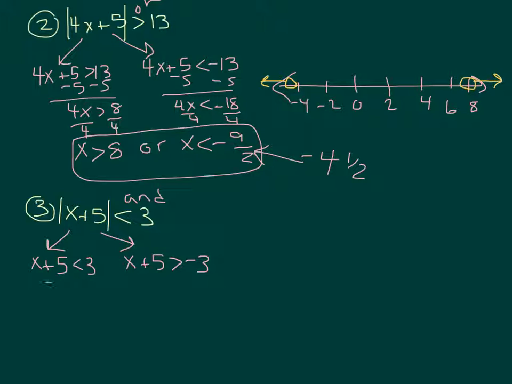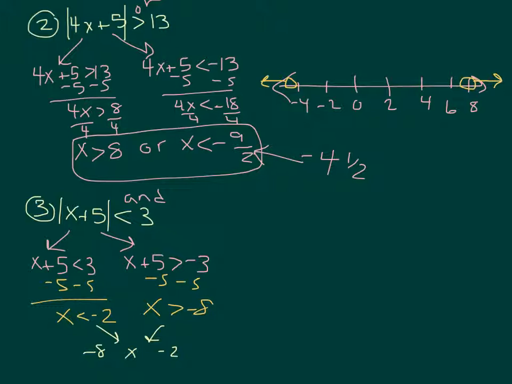From there, you just solve it like you would normally solve one of these. You get x is less than negative 2, and x is greater than negative 8. The complicated part comes here, where we need to combine this into one inequality. So you're going to do that by writing the numbers in order. My lowest number here is negative 8. My highest is negative 2. The x is going to go in the middle.